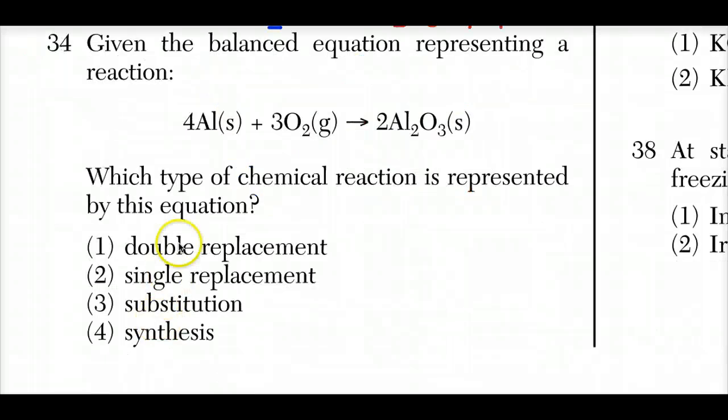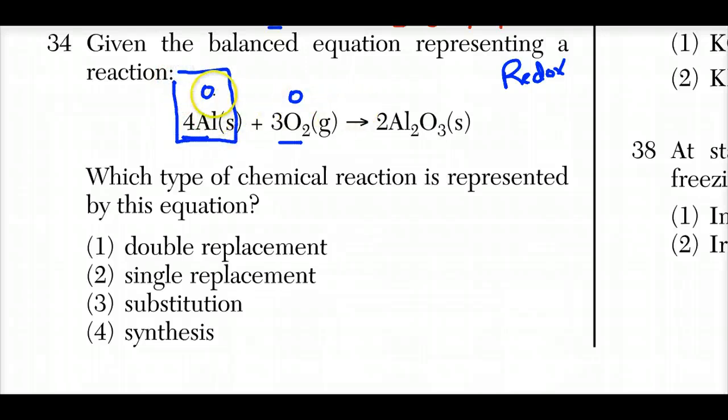Number 34. Given the balanced equation representing a reaction, which type of chemical reaction is represented by this equation? Well, you know what screams to me, party people? I see standalone elements. So as soon as I see a standalone element and I see a 0, I know this is a redox reaction. That means the charges did change. If I find a 0, that means that this element's oxidation state is changing from 0 to something else. In this case, it's +3, and this is -2. So clearly it's a redox reaction, but I can identify it by zeros.